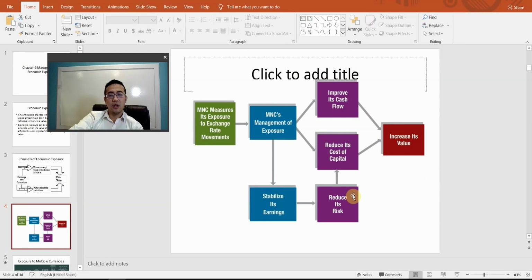When the company is operating multinationally, then they are dealing with exchange rates. And if the exchange rate goes up and down, that's going to affect their cash flows. If the company can find a way to stabilize the dollar cash flow, then that also means the earnings are less affected by the exchange rate.